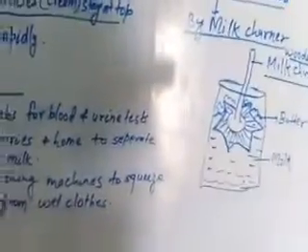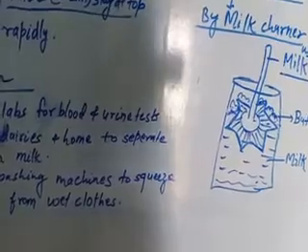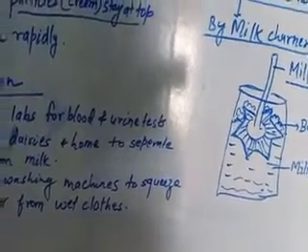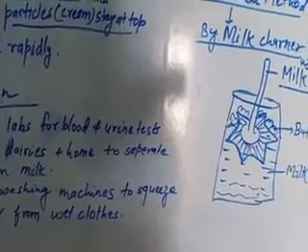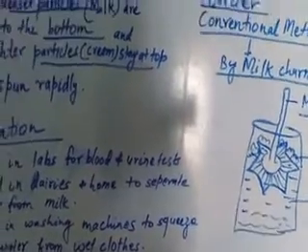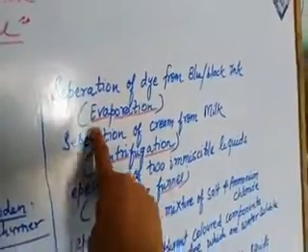Centrifugation is used in diagnostic labs. In different laboratories, the RBC, WBC or platelets can be separated out from the blood plasma. So this was your second method we completed, separation of cream from milk.